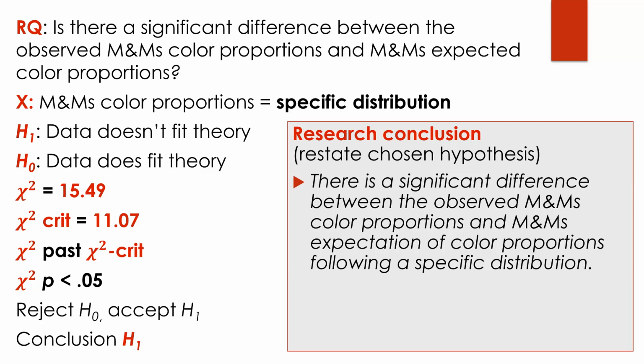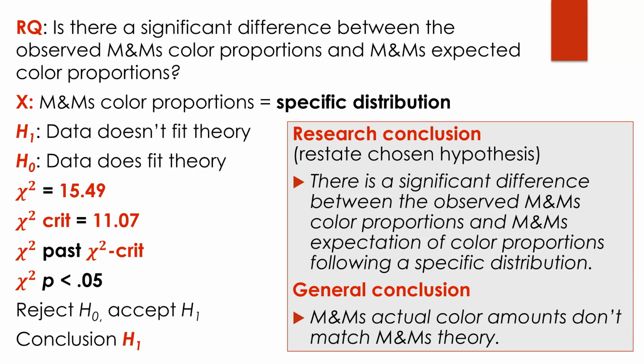So what's the final thing we have to do? We have to phrase our general conclusion, which is a more simplistic version of the research conclusion. Put it back in the language of the general question, make it a little easier to understand. So a way that we could write that is M&M's actual color amounts don't match M&M's theory. Because essentially that's what the alternative says. The alternative says the data doesn't fit the theory. So we say that M&M's actual color amounts don't match M&M's theory. And that is how you do the goodness of fit chi-square in the process of hypothesis testing.